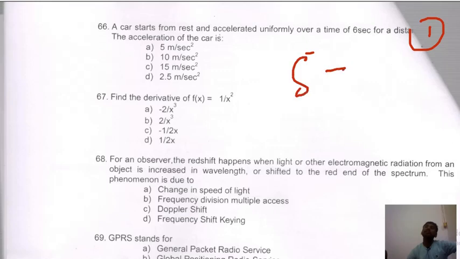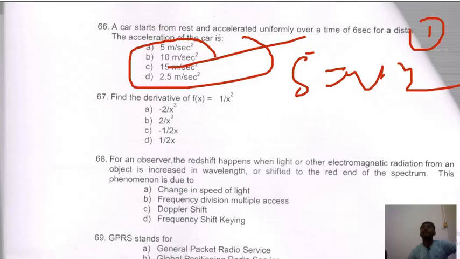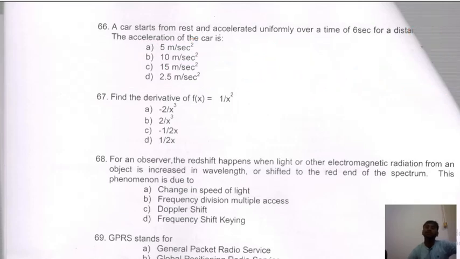But s equal to ut plus half at square is the formula for this kind of question, and then we will get the answer. Because your distance is not coming, that's why we cannot say which answer is correct.